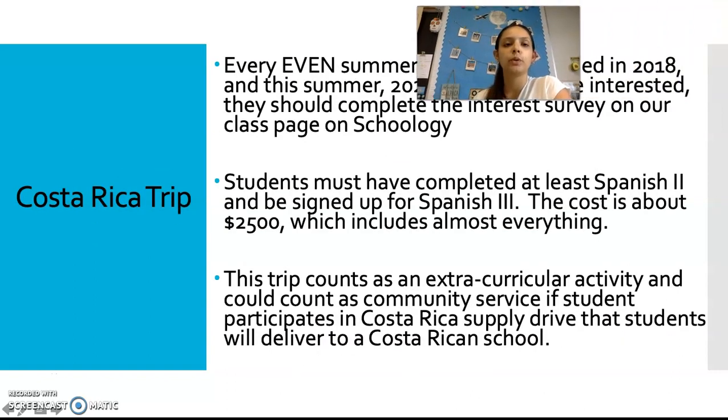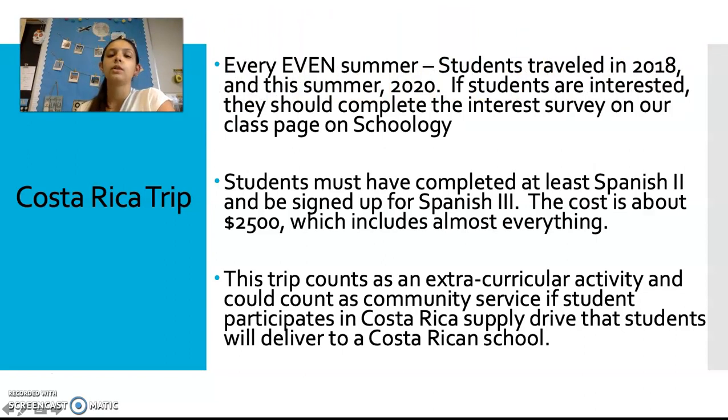Students also have the opportunity to take a summer trip to Costa Rica. This happens every even summer. If you are interested in this, please reach out again and I'll put you in contact with the teacher who runs this program. Students have to complete at least 2 years of Spanish and be signed up for level 3. So they complete levels 1 and 2 and then they're signed up for the 3rd level. Everything costs $2,500, or mostly everything. Obviously souvenirs and things like that won't be included. This trip does count as an extracurricular activity and could count as community service.